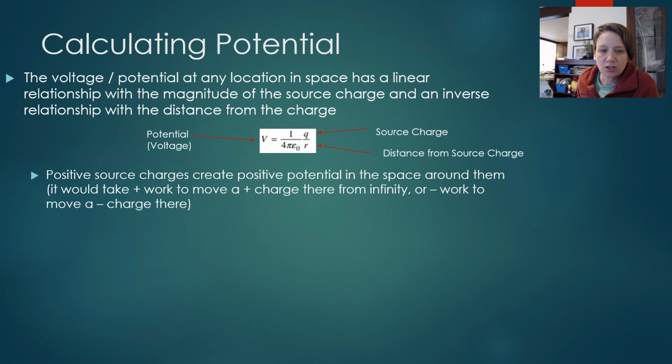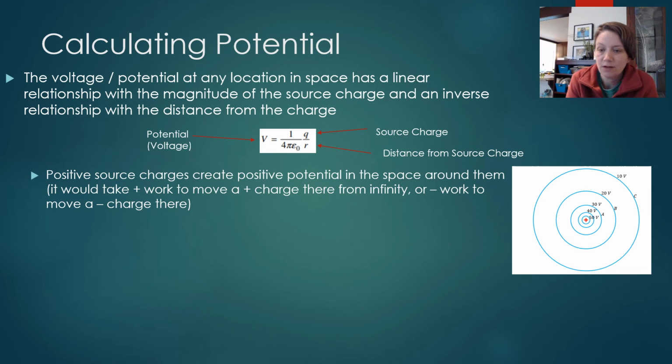The way the signs are going to work in this equation is that positive source charges, so if Q is a positive value, distance is always going to be a positive value. So positive source charges are going to, by definition, generate positive voltages in the space around them. So this is like a picture of the equipotential lines around a positive source charge. You'll notice that all of those values are positive values, positive 10, 20, 30, 40, 50.